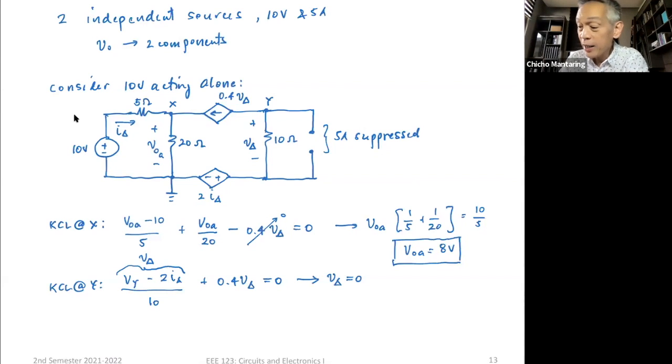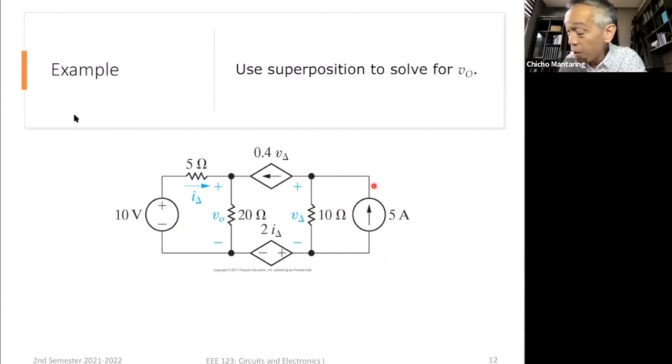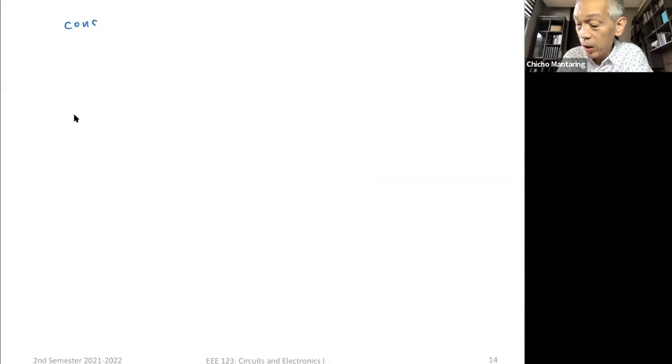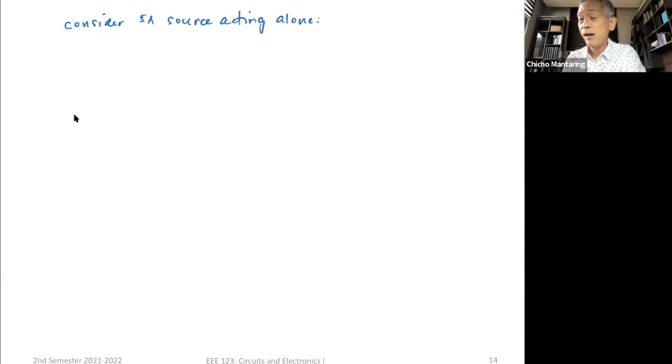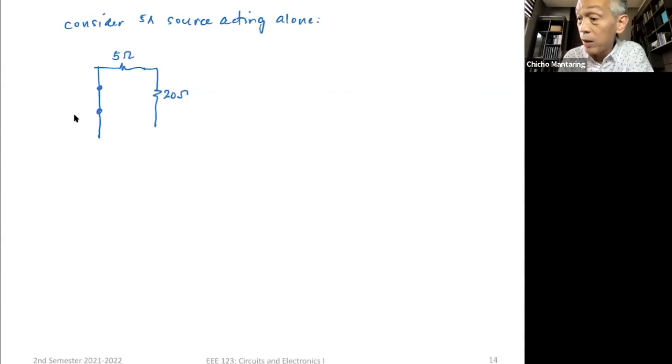So ngayon, ano yung next step, no? Next step, I consider now just my 5 ampere source acting alone. So consider the 5 ampere source acting alone. So ang voltage source ko ngayon is going to be a short circuit. Short circuit ito. Ito yung 5 ohms ko. Ito yung 20 ohms. Okay, ito yung ginawa kong reference kanina. I will continue to make that my reference. Okay. This is 0.4 V of delta.